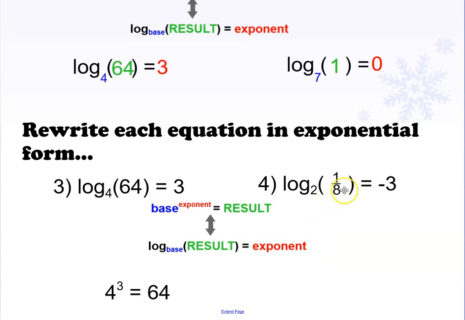Now pause the video and see if you can do number 4 on your own. Think about what the base, the result, and the exponent are, and then write it in exponential form. Hey, welcome back. The base of this logarithm is 2, and that's going to become the base of my exponential form. The exponent is -3, and the end result is 1/8. Again, logarithms tend to be a little more difficult to understand than exponents. It's a more difficult perspective. So the better you get at switching between logarithms and exponential forms, the easier this unit's going to be for you.